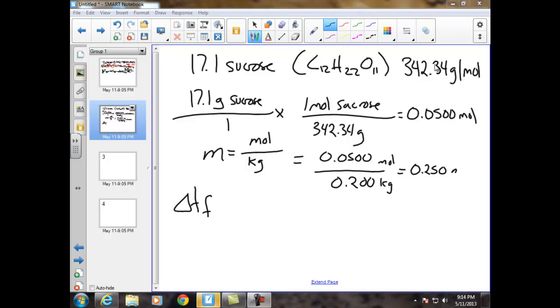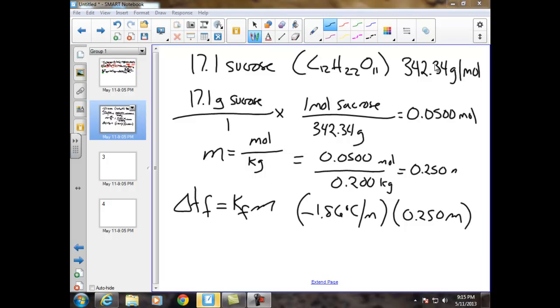So my ΔT_f, because the triangle means change, my change in freezing temperature equals the constant for my solvent times the molality. Now I know this is water. Water is negative 1.86 degrees Celsius for every molal concentration I have. And my molality, which we just calculated, was 0.250 molal. So I do that math, and I get negative 0.465 degrees Celsius. Now that is my temperature change.